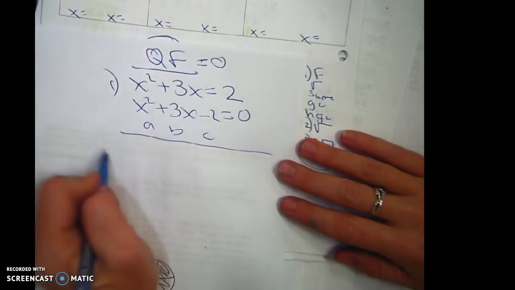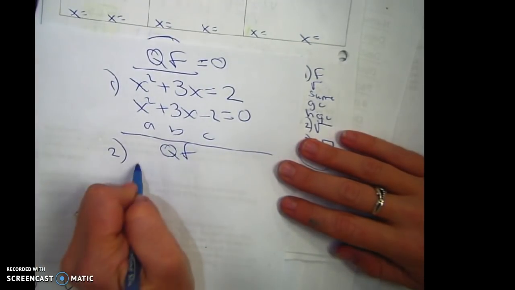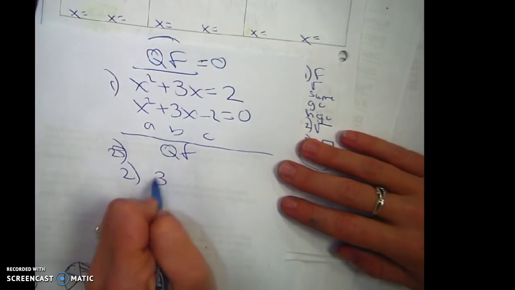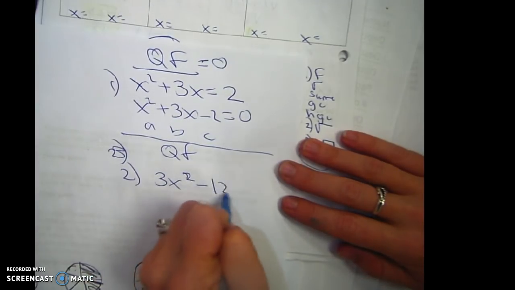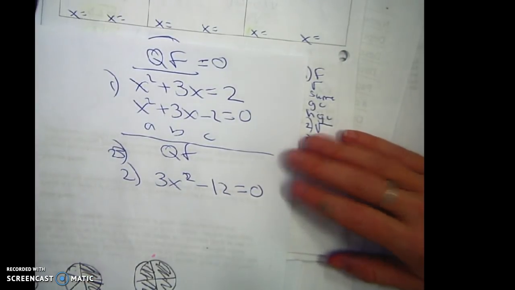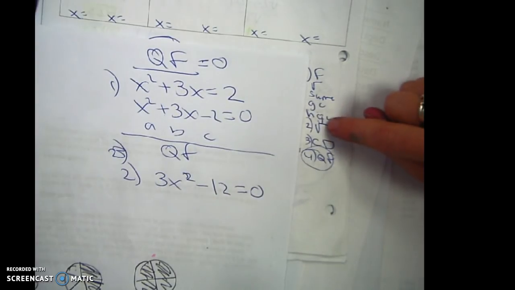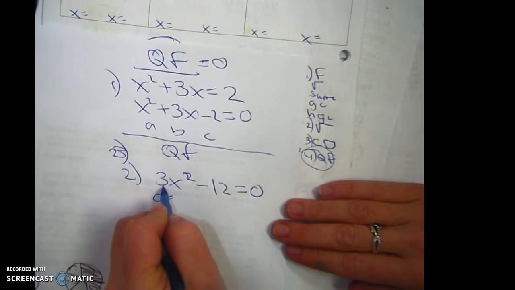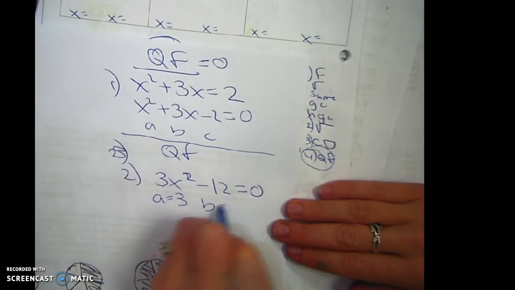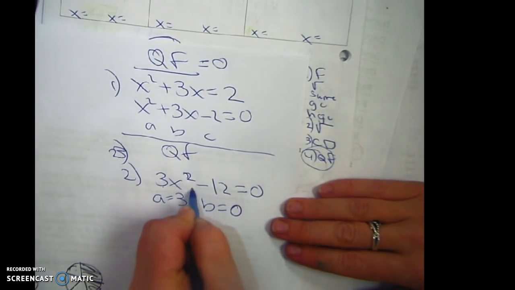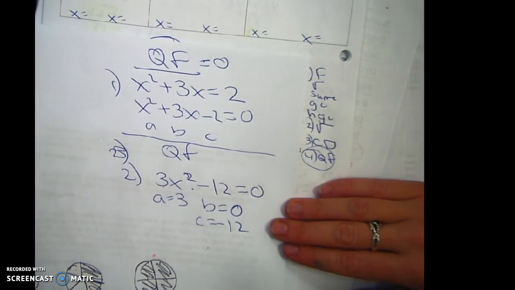If you decide to do this one using the quadratic formula, let's say you decide to do 3x squared minus 12 equals 0, and you go, okay, I know that it's the square root thing, but I don't want to do that. I want to do the quadratic formula. Then you need to know your A would be 3, your B would be 0 because there's no x, and your C would be -12.